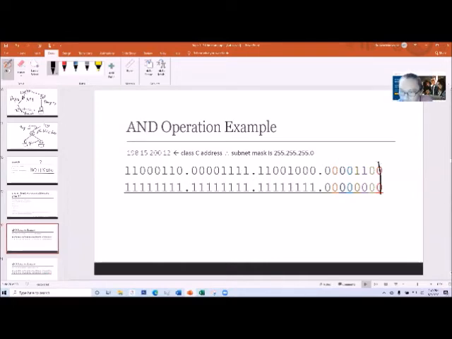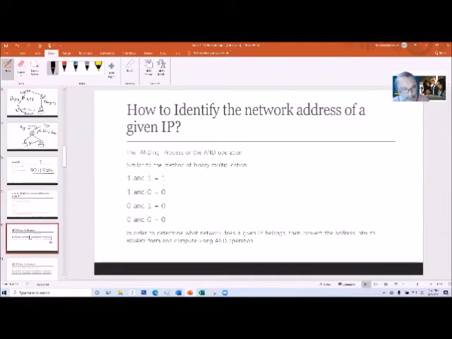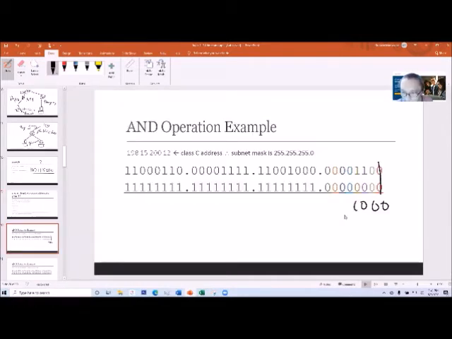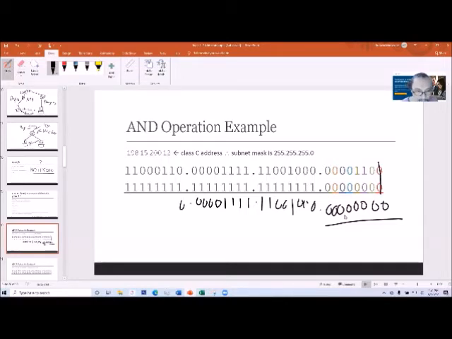0 and 0 is always 0. 0 and 0 is always 0. 1 and 0, according to our rules, is 0. So this is 0, 1 and 0 is 0, 0 and 0 is 0, 0 and 0 is 0, 0 and 0 is 0, and 0 and 0 is 0. So all of the bits at the fourth octet are all 0. About the next octet, this is 0001, because 1 and 1 is 1. Then the next octet, 1111, because all ones and ones are ones, but zeros and ones are zeros. Then the same is true here.